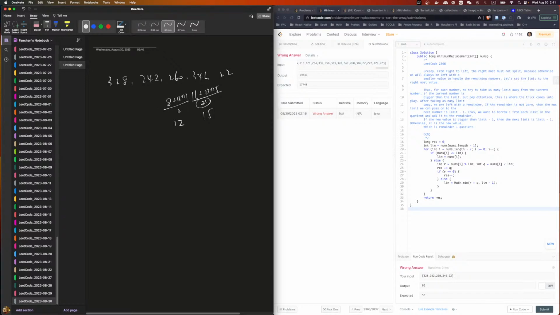So it'll be 20. Because I cannot be 21. So it has to be 20. So now 242 divided by 20. We got 12. So 242, 12 times 20. So I have 2 left. Okay. So I put 12. So this one gave me 14.